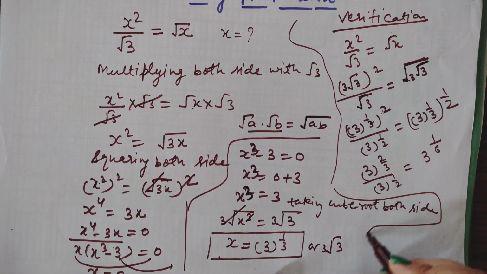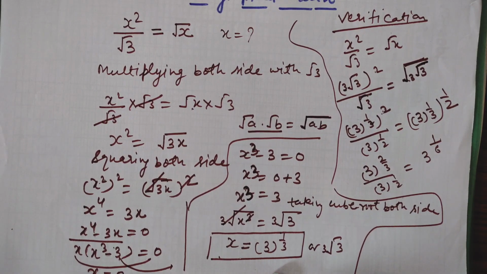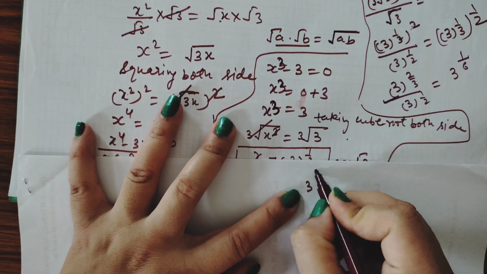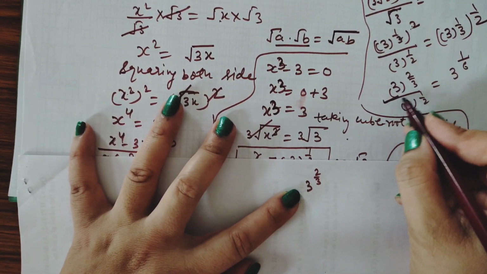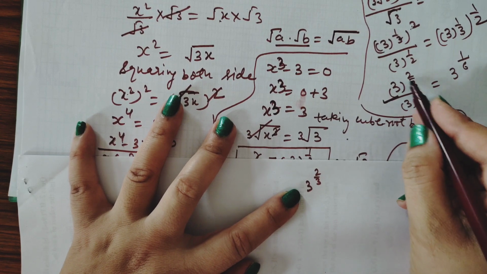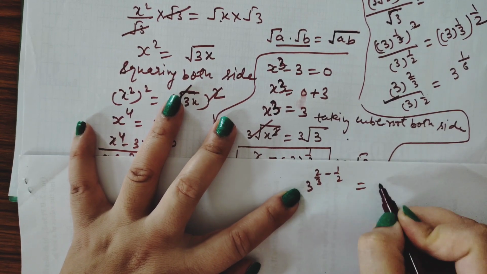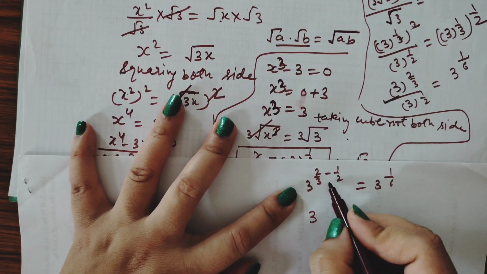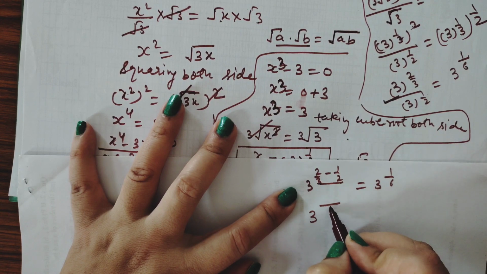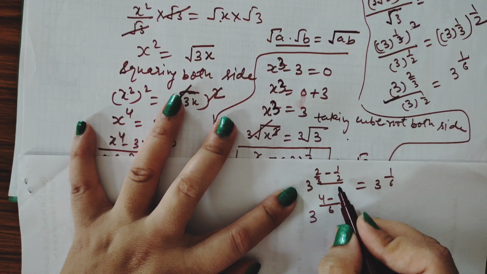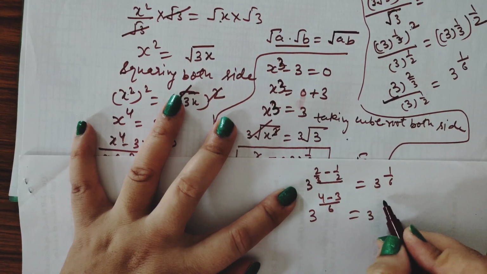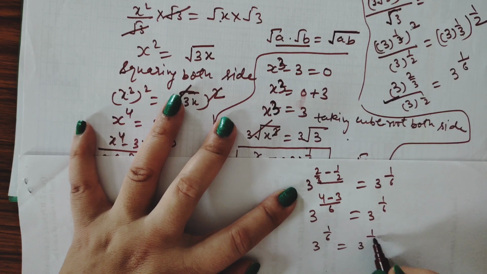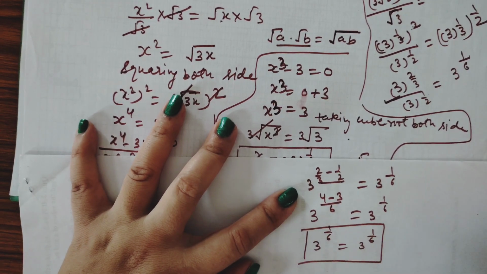Now this is your left hand side, 3 power 2 by 3, and we are using the exponent divide rule, so the powers should be subtracted. The right hand side is already 3 power 1 by 6. Now take the LCM here. The LCM of 3 and 2 is 6. 3 twos are 6, so 2 by 3 is 4 by 6, and 2 threes are 6, so 1 by 2 is 3 by 6. This equals 3 power 1 by 6, since 3 power 4 minus 3 is 1 by 6. And here is 3 power 1 by 6. So you can see this is verified.